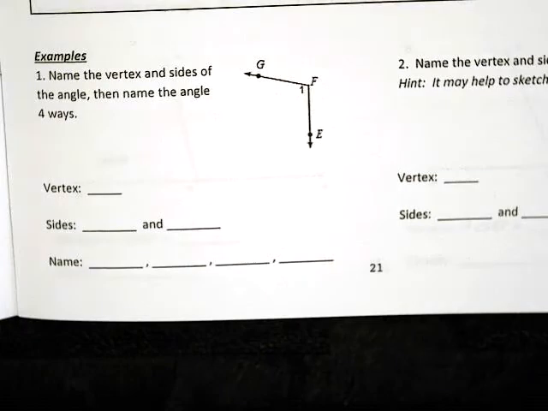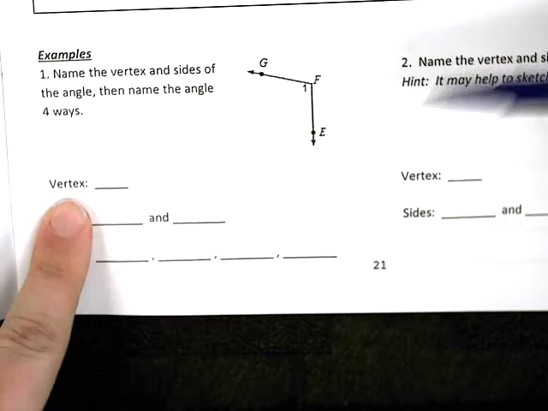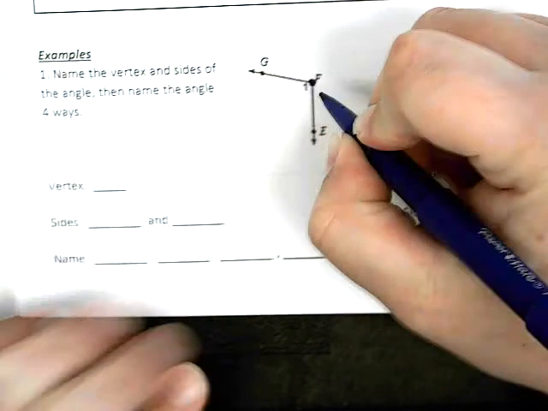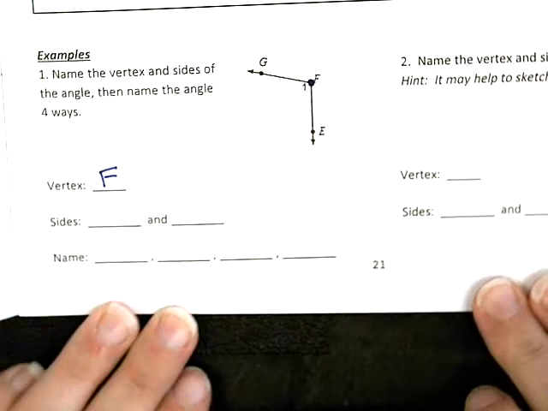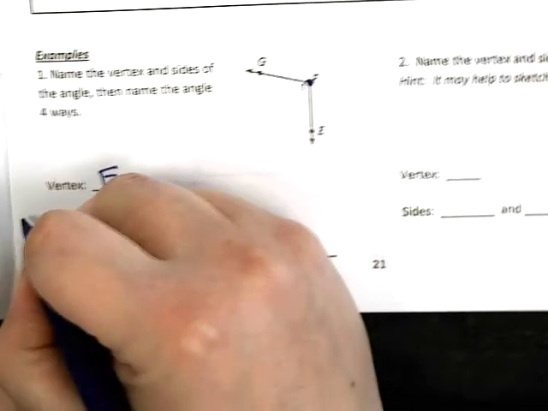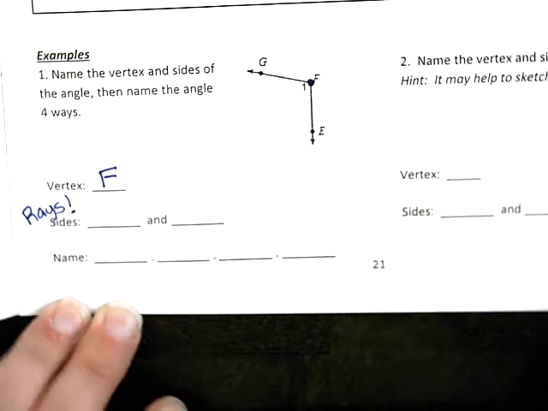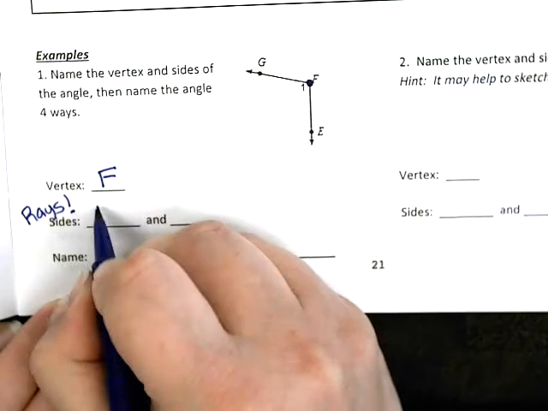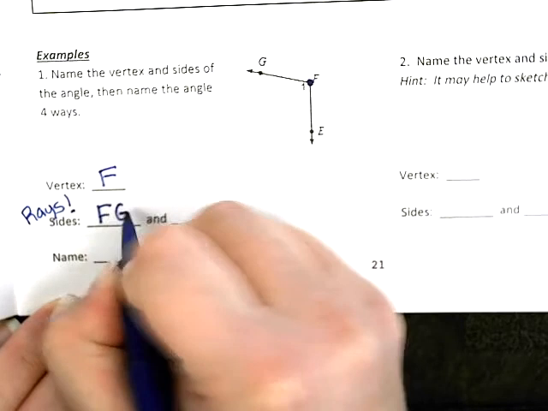Name the vertex and sides of the angle, then name the angle 4 different ways. We know that the vertex is the common endpoint that they have. So the vertex is going to be point F. All right, the sides of our angle always have to be rays. So we need to start at that common endpoint, start at F, and then we're going to go out one direction. So this one is going to be FG.